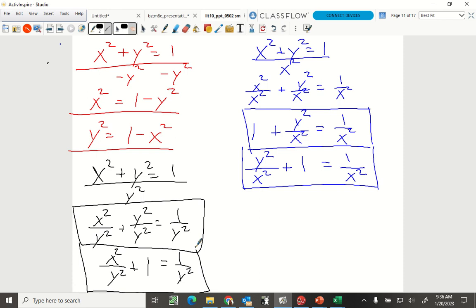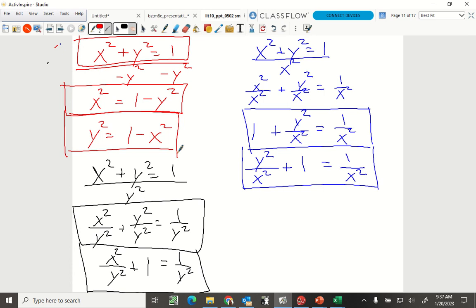So let's see, if I box them all in so I know which ones I have. So this is my first one, second, and third right there. 1, 2, 3, 4, 5, 6, 7. I have 7 different identities there that we're using right now. All these things right here are going to make your life easier. And these are all variations of the Pythagorean identity.